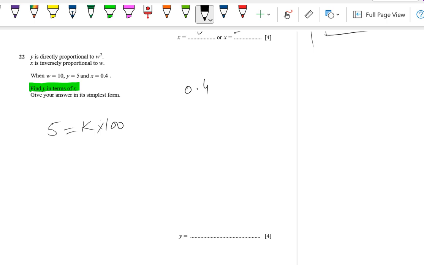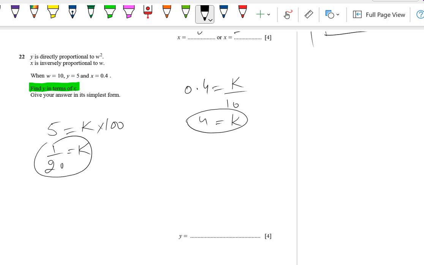So 0.4 is equal to k over 10. K in this case is 4. K in this case is 1 over 20. Now let's make the equations. y is equal to 1 by 20 times w square, directly proportional to the square of w. This should be your equation 1.